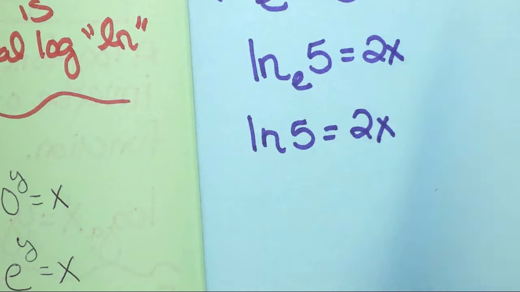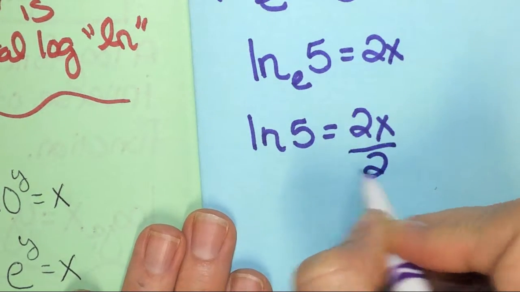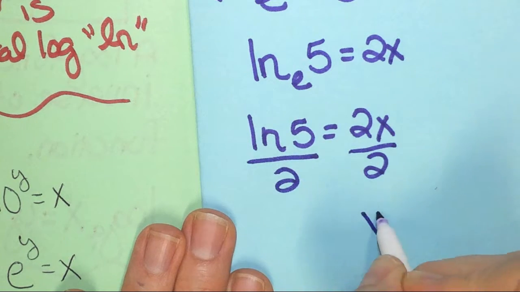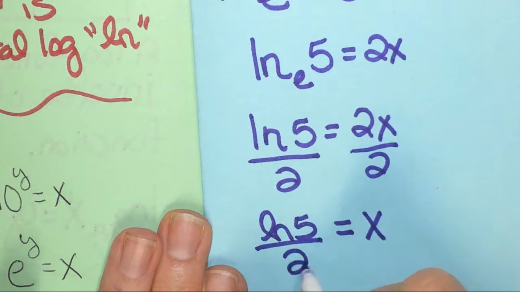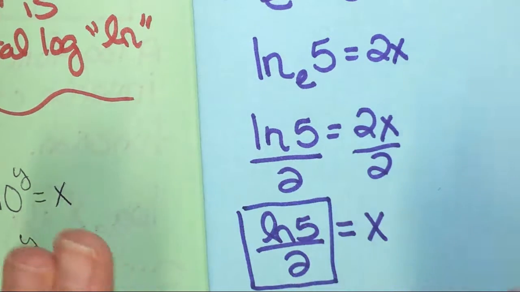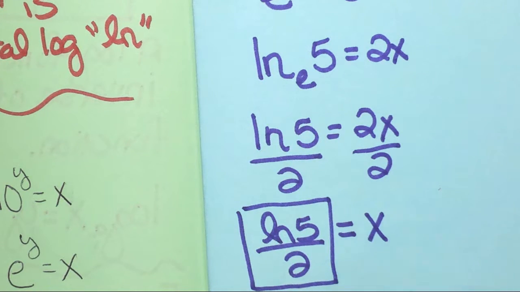That says 2 times x. So how do you undo it? Divide by 2. So x equals the ln of 5 divided by 2. And you just leave it just like that. Because I haven't given you a calculator yet. That's it. You leave it alone.